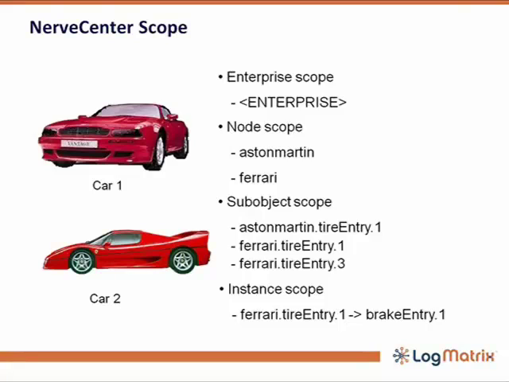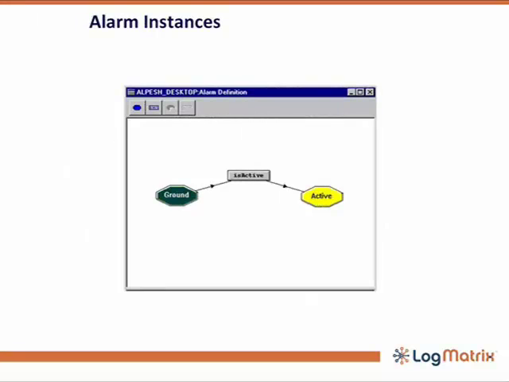So now when we build an alarm definition, we've got to give it a name, and we've got to check the scope. What's the scope that we want it to run at? The enterprise scope alarm monitors all the nodes managed by the entire NerveCenter server. An alarm instance with node scope monitors a single node. A sub-object scope alarm monitors a sub-component of a node, usually an interface. And then an instance scope lets you monitor different base objects within the same alarm instance for that sub-object.